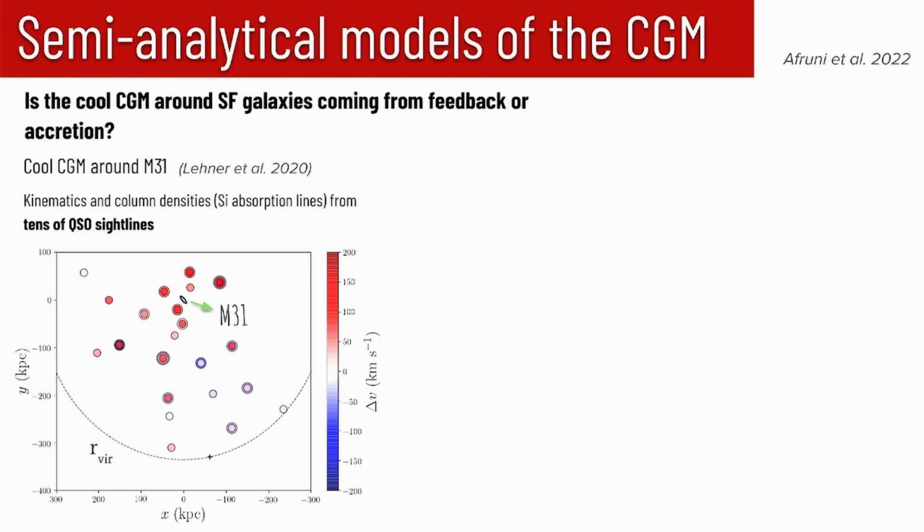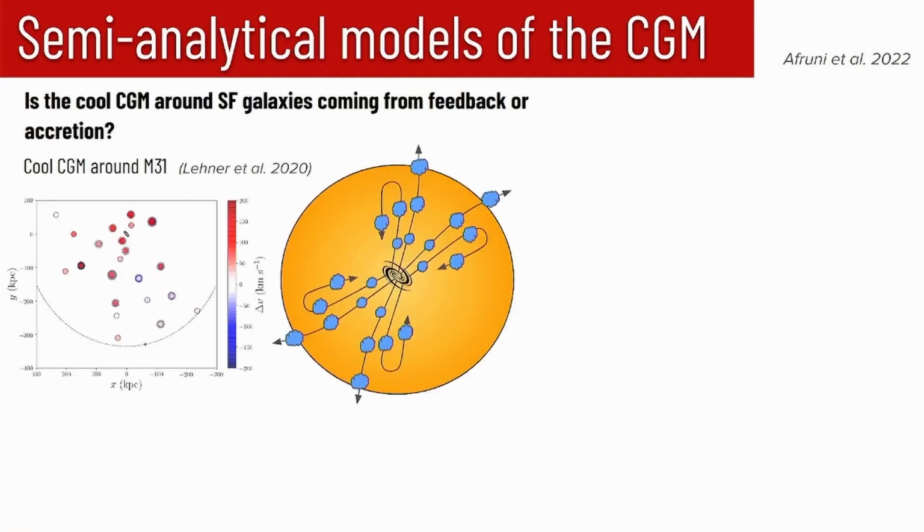And the power of this kind of observation is that these are in absorption, and the Andromeda galaxy being very close to us, we have many quasar lines of sight that span the entirety of the halo of this galaxy. So for each line of sight, we can extract the velocities of the clouds and their column densities. So what we did is that we tried to reproduce this data with our models.